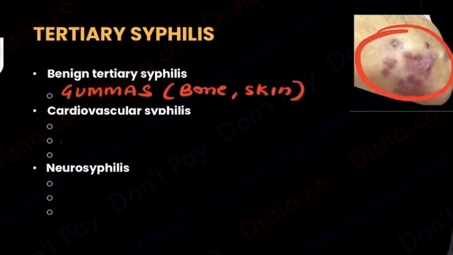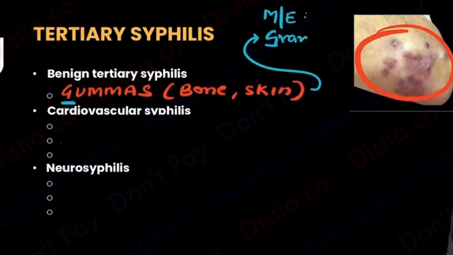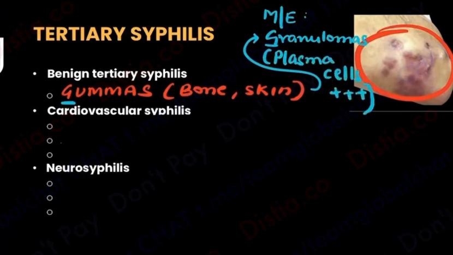And I want to ask all of you, G for gumma, and I'm asking you a question from pathology. Microscopically shows you what? G for granulomas. If you remember, go back to your patho lectures. I have taught you gummas show you granulomas, and what is special about this granuloma? That their plasma cells are in abundance. This one word I have taught you in pathology also. So benign tertiary syphilis done.